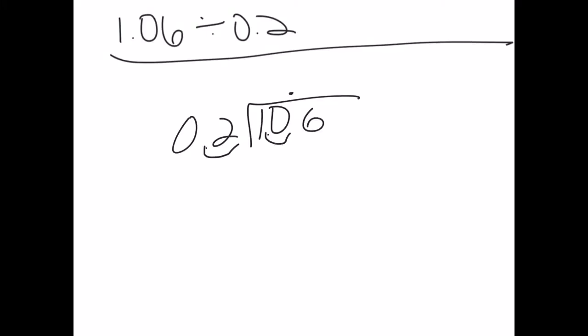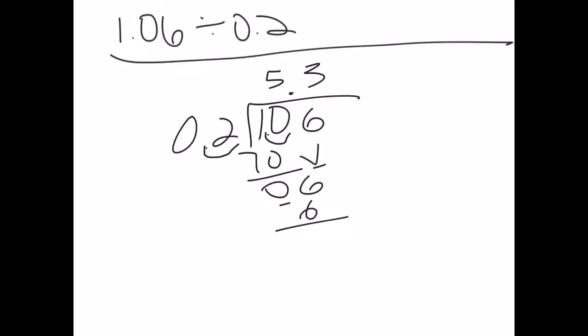2 goes into 10 5 times. 5 times 2 is 10. That's 0. Bring the 6 down. 2 goes into 6 3 times. 3 times 2 is 6. That's 0. And that gives you an answer of 5.3.